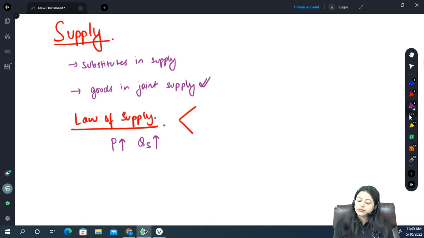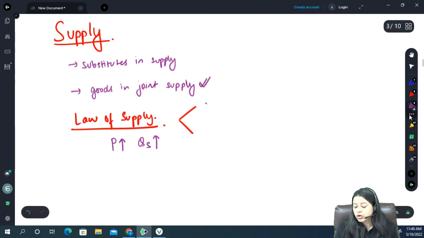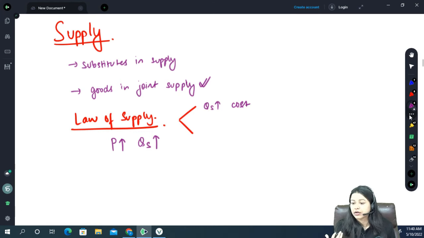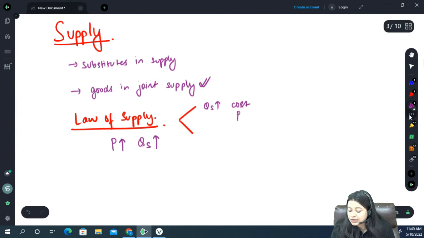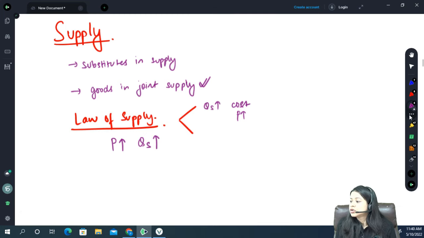What are the two reasons? The very first reason is that as your quantity supplied increases, the cost of producing or selling these goods, after a certain point, increases. For example, if I am selling 10 units and now I want to sell 15 units, it will cost higher. I have to increase my space, something like that. I have to add more laborers. So my cost will increase. So if your cost is increasing, you will have to increase price also, so that you can bear this cost and you can bear the increase in the quantity supplied as well.